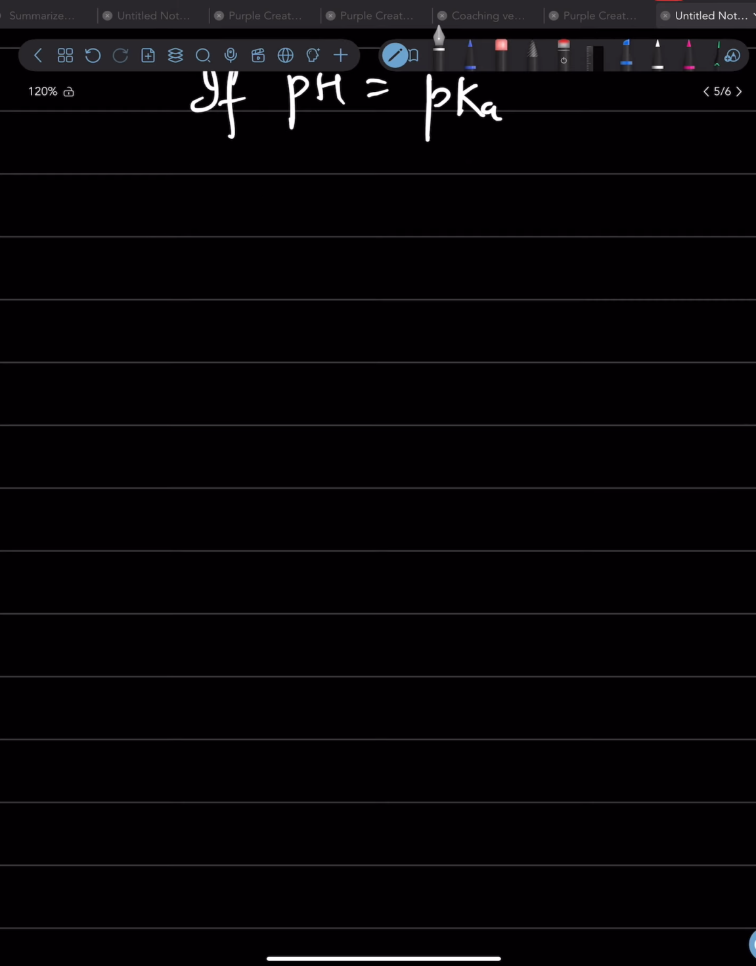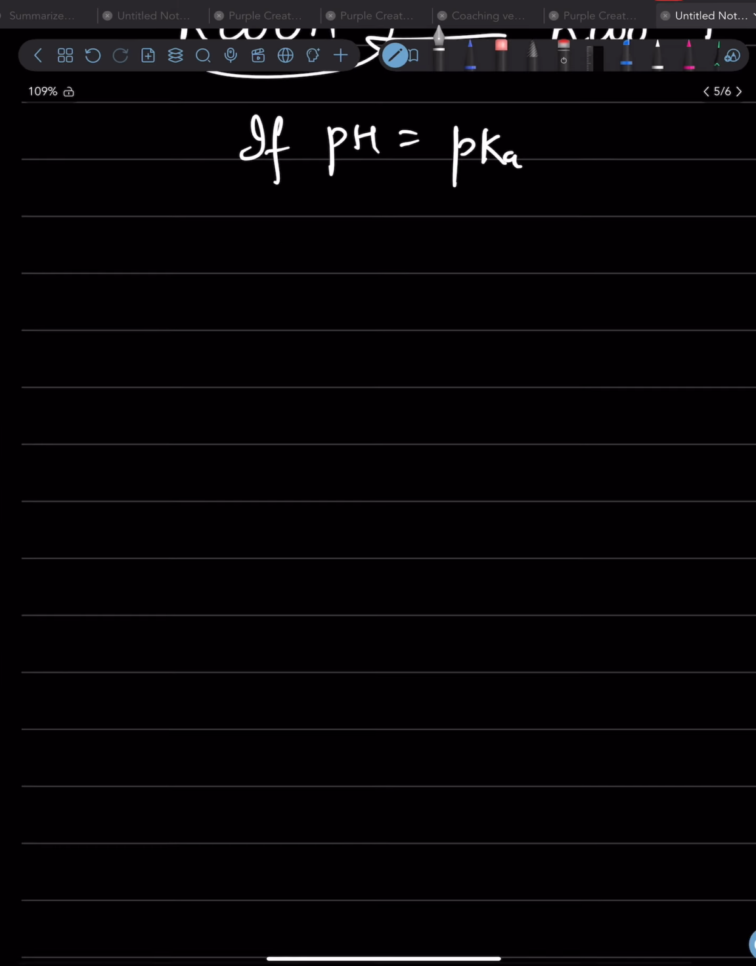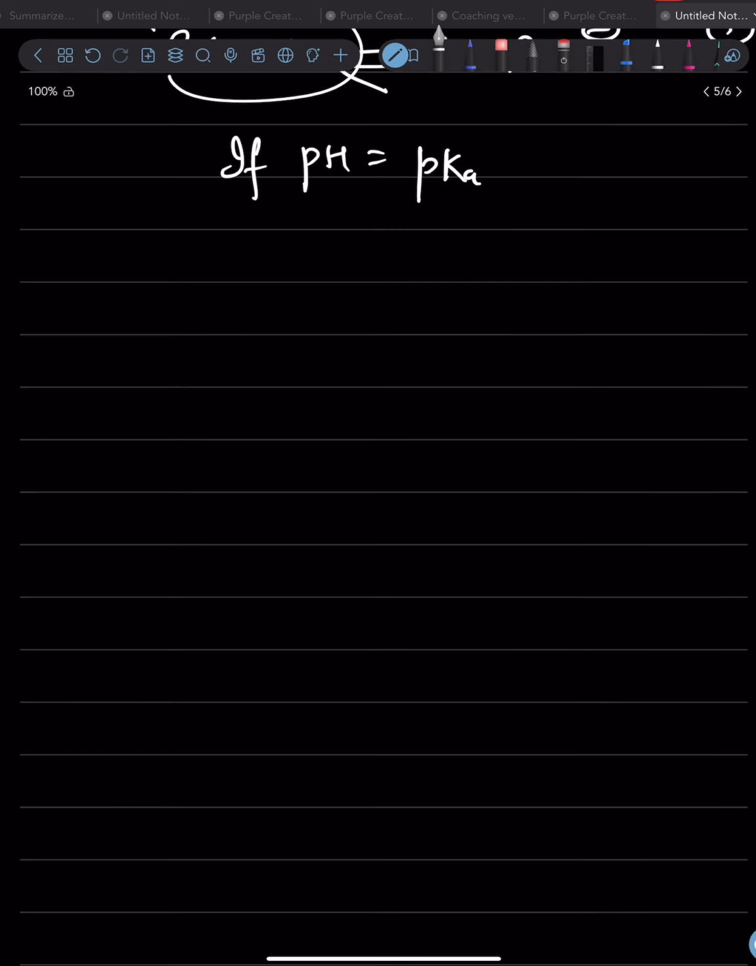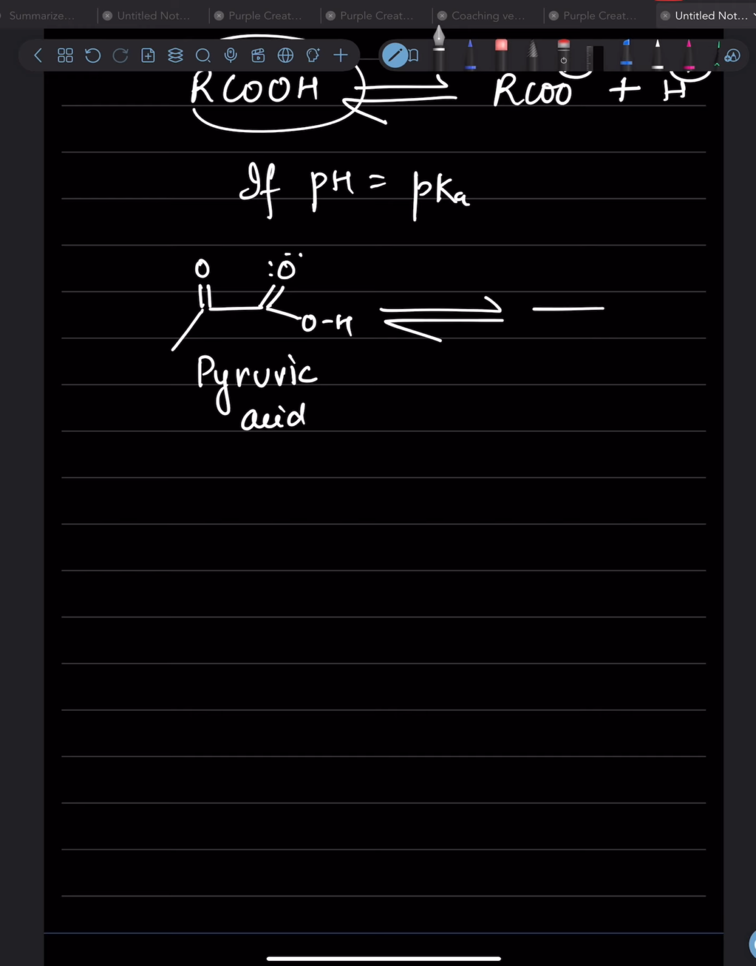For example, you might have studied glycolysis or the Krebs cycle, and even if you have not studied it, we'll just take the example of one acid which is found in the physiological system in glycolysis, that is pyruvic acid. Pyruvic acid is an alpha keto acid. So when it dissociates, it gives us pyruvate anion plus H positive ion.